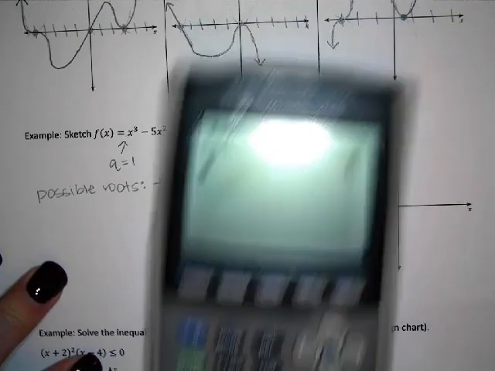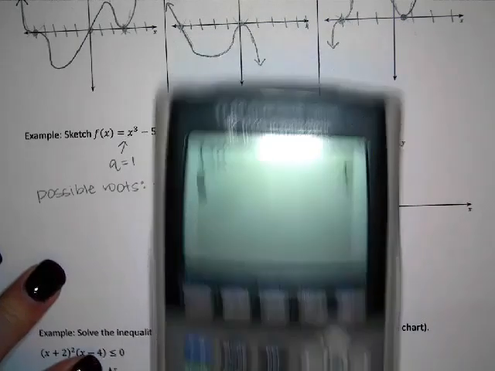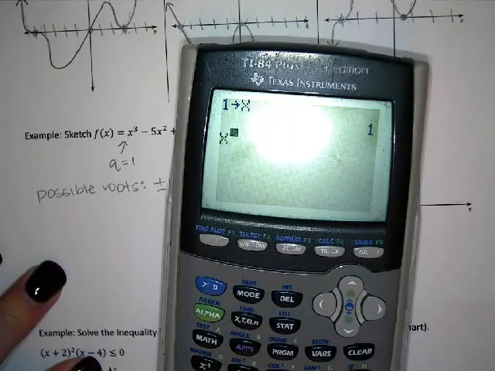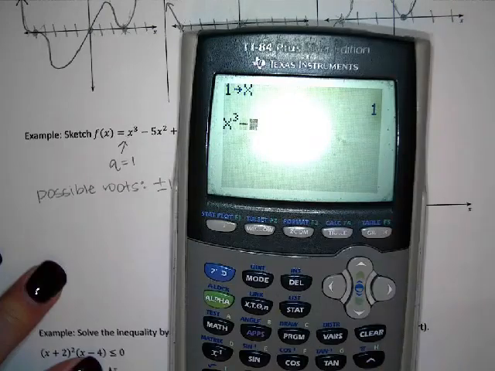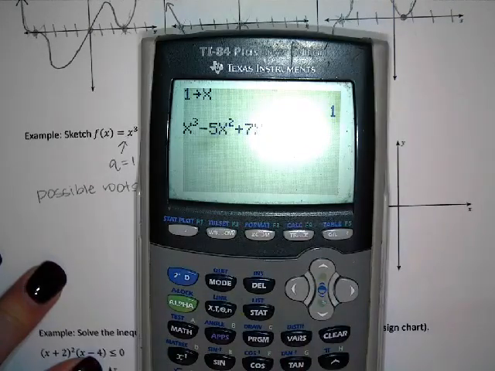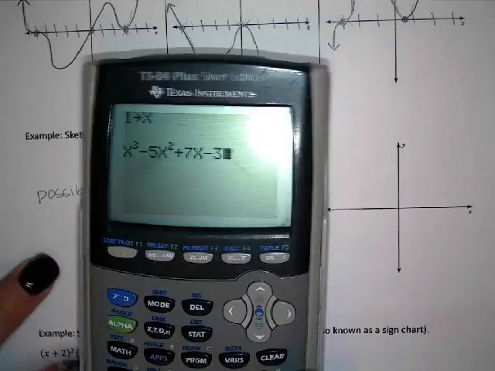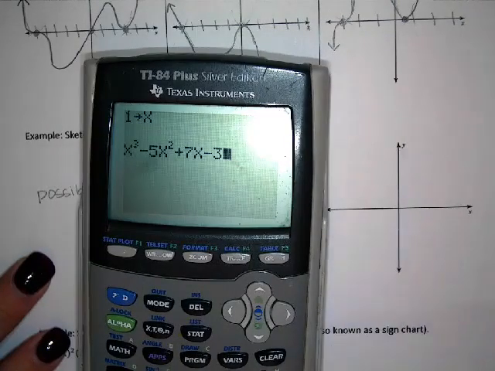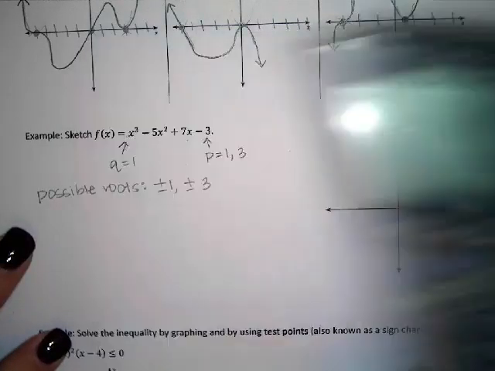So I'm going to try positive 1 first, store that for x. x³ - 5x² + 7x - 3. And I will know that that is a root if this evaluates to be 0. Ooh, and it does. That was lucky.